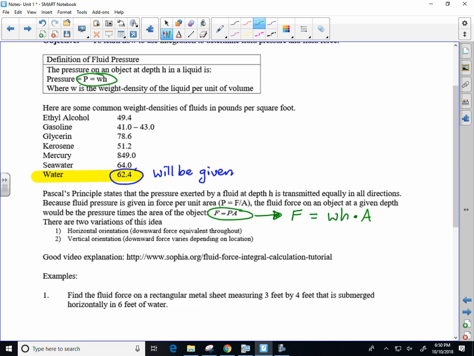The issue, and it's a meaningful one, is that there are lots of ways in which you could submerge an object. First off, we're going to assume the object is flat in some regard. It might be rectangular, circular, or whatever shape, but it's going to be a flat surface. The other thing is, how is it submerged?